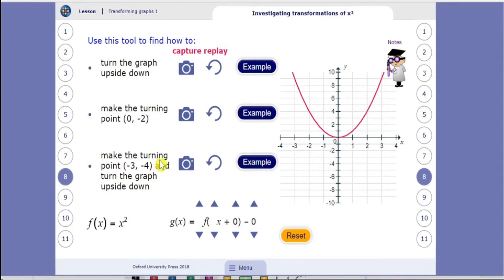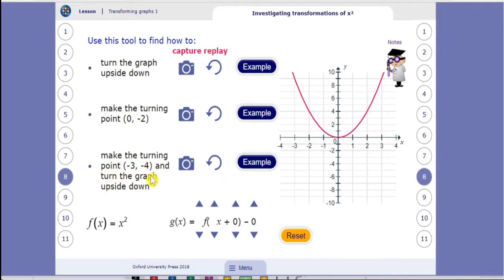The last one is make the turning point negative 3, negative 4 and turn the graph upside down. So first of all, we have to make the turning point negative 3, negative 4. The order of the transformation is quite important, so we follow the same order as given.